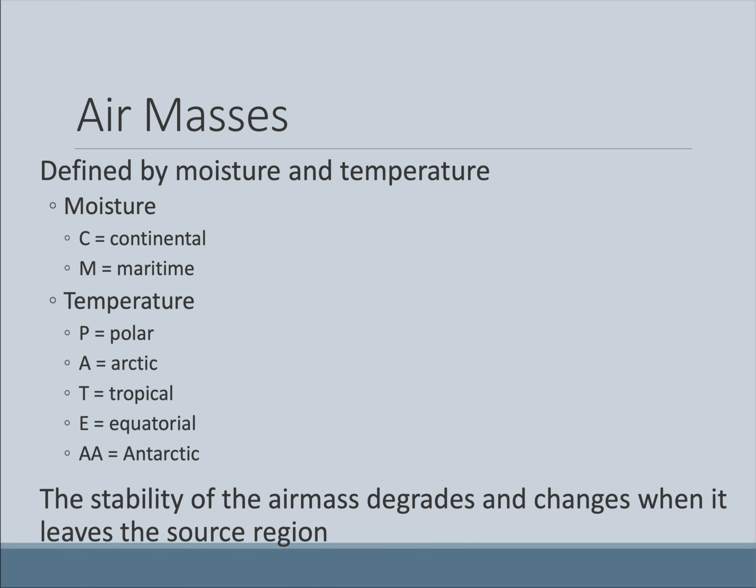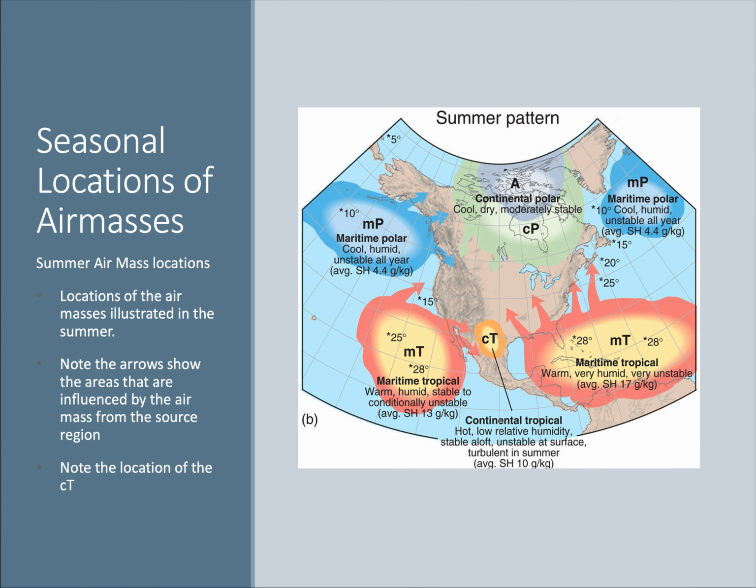So we go from equatorial to tropical at the same latitudes we see them in the northern hemisphere. We get an Arctic at the same latitude that we have in the northern hemisphere, but then we have the Antarctic.